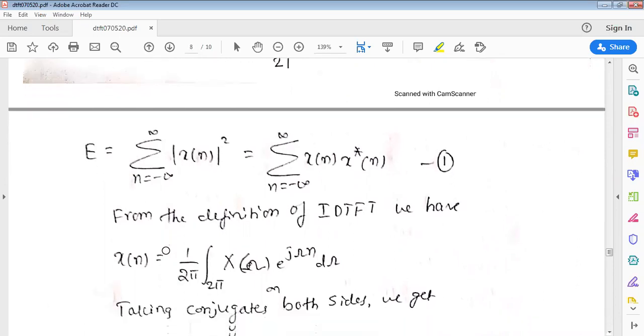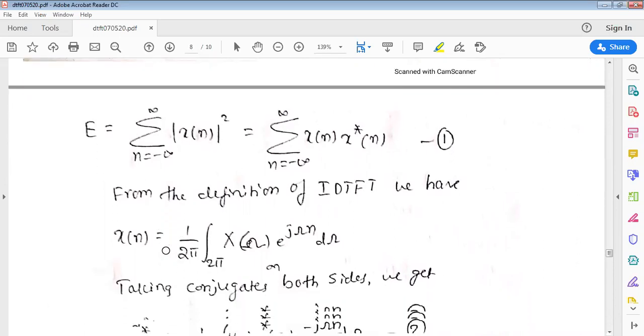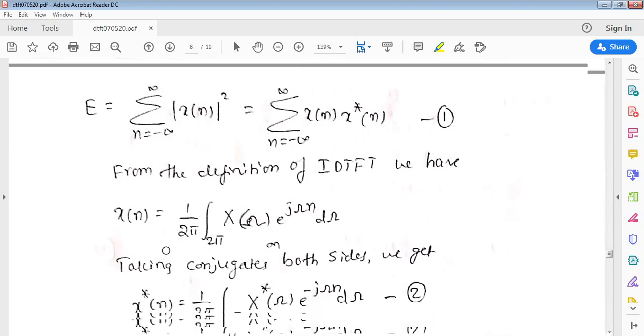Now once again, I'll go through the same proof. E is equal to modulus of x of n whole square. That is equal to summation from minus infinity to plus infinity x of n into x star of n. Okay. So it's a property just because of the conjugate. X plus jy into x minus jy will give me x square plus y square. That is root of x square plus y square whole square. That is modulus square. That's why I wrote x of n into x star of n.